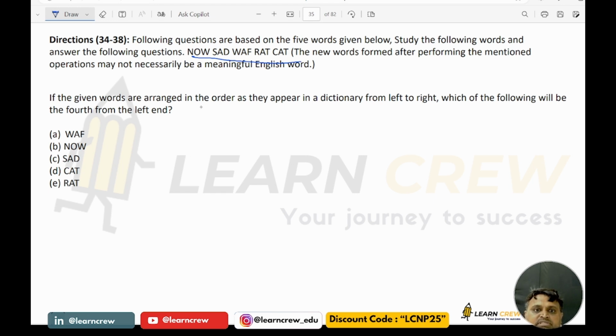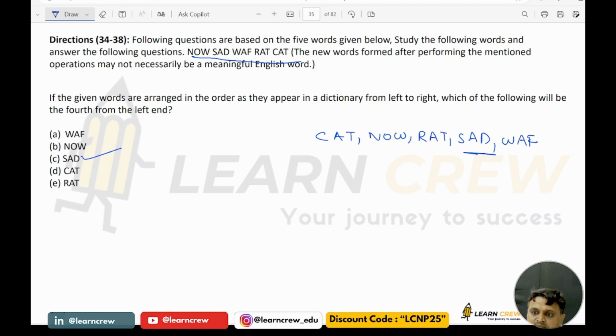If the given words are arranged in the order as they appear in the dictionary from left to right, which of the following will be fourth from left hand? If they are arranged in alphabetical order, then first you will get cat, then now, then rat, then sad, then waf. So sad is the fourth from left.